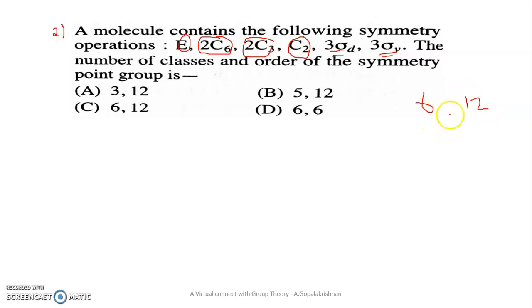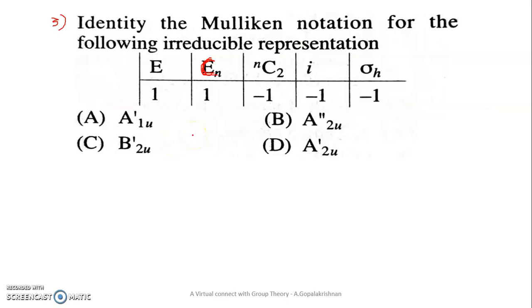So class is 6, order is 12. So the correct option is C. Are you able to follow? So this is the correct option. Then see question number 3. Identify the Mulliken notation for the following irreducible representation.